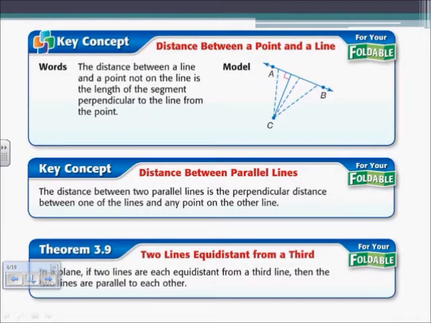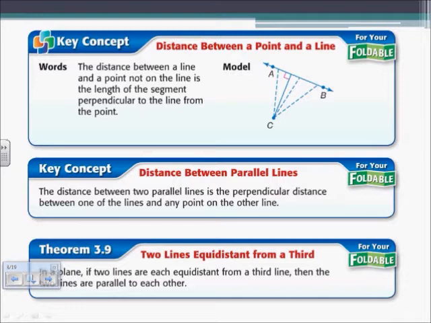Some more definitions. Distance between a point and a line. The distance between a line and a point not on the line is the length of the segment perpendicular to the line from the point. What is that saying? Basically, it's saying that the shortest distance, which is the distance that we talk about, is always the shortest distance from a point to a line, a perpendicular line that goes through that point. So we have to have perpendicular lines to measure distance between objects.